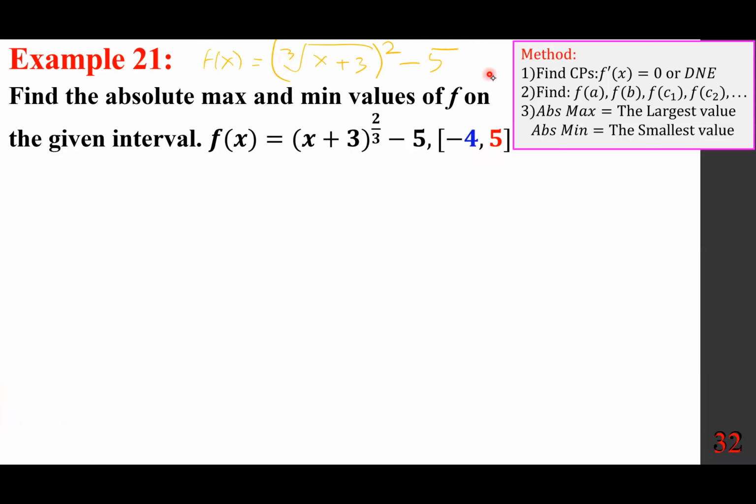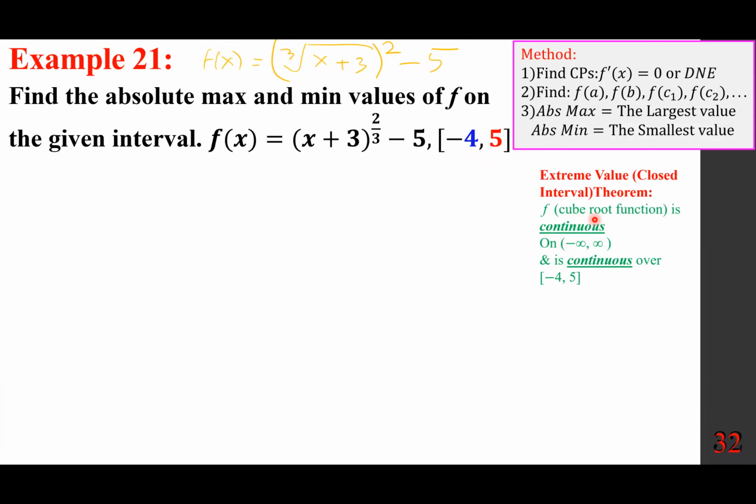So what about the cube root? We should know the domain is all real numbers. So we have a cube root, the domain is all real numbers. Therefore, it's continuous everywhere from negative 4 to 5. It's continuous from negative infinity to positive infinity. Therefore, negative 4 to 5 is not a problem.